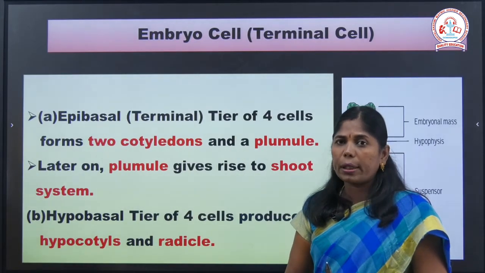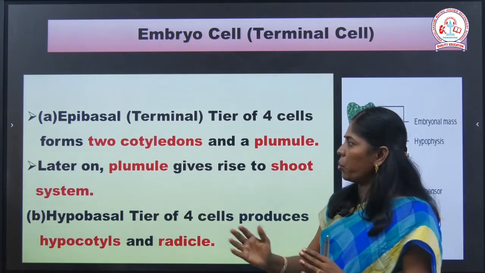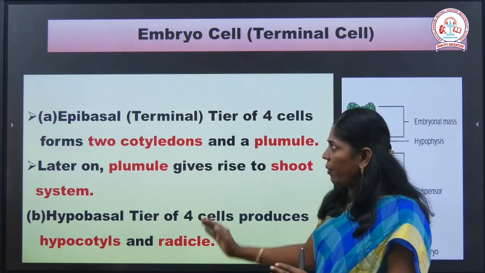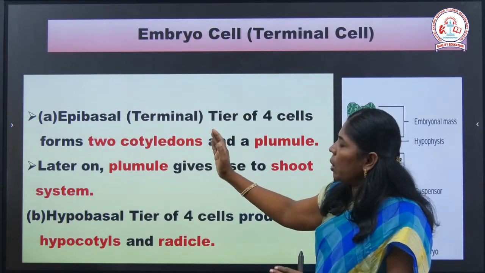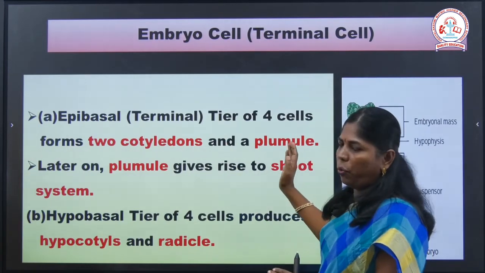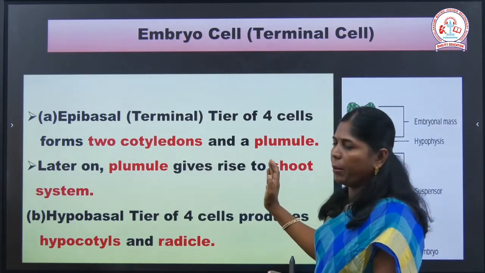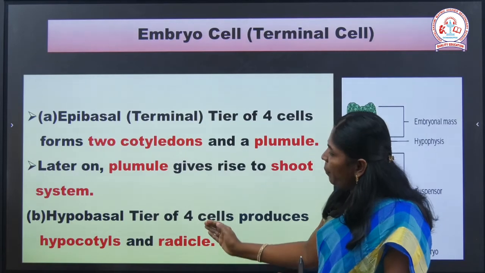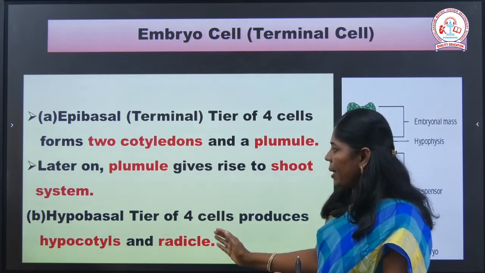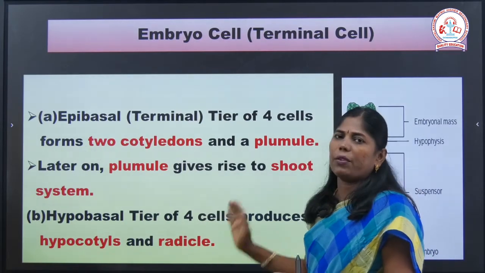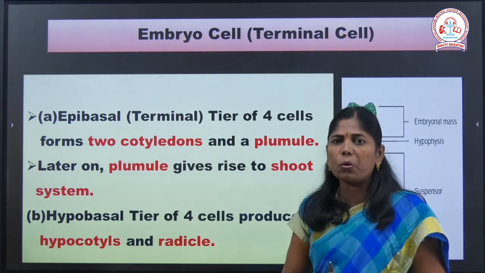Okay, the 8 octant cells are divided into 2. That is, divided into 4. In the first 4, you can see that 2 cotyledons and a plumule are formed. From the plumule, the shoot system arises. Similarly, from the hypobasal, 4 tiers of cells, the hypocotyl and radicle, are formed. The radicle gives rise to the root system.